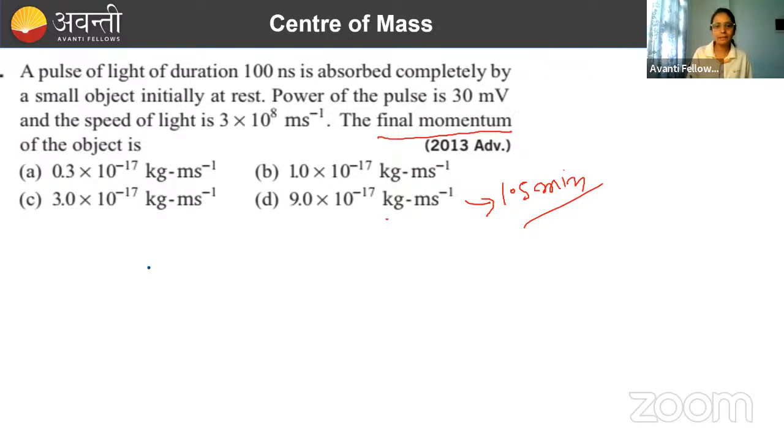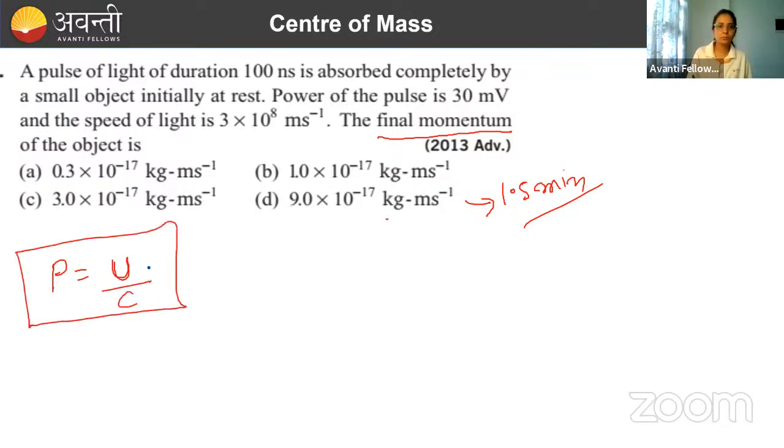Momentum exerted by light used to be how much? Energy of light by speed of light. Okay? The momentum exerted by light, that is u by c. Quickly work it out and tell me what the answer will be here. I want an answer from everyone. Just let me know. Have you all gone into inertia or what? Chalo, quickly do it.